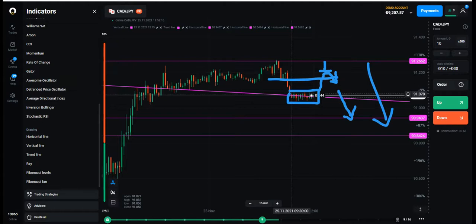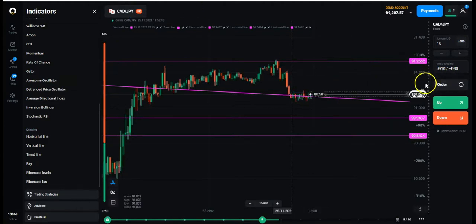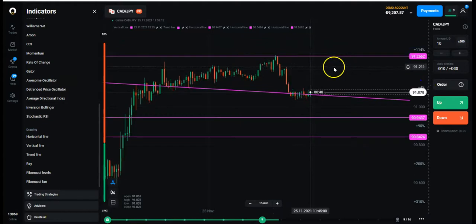Now the nice thing about the CAD yen is that we do have US holidays, so this is not a dollar pair. However, there is yen here, which is also somewhat linked to the dollar, but because this is such a short-term intraday trade, I'm not so worried about that. What else do we have here?